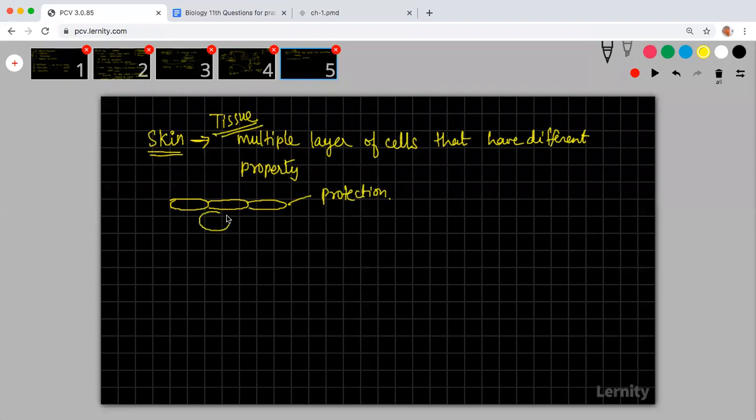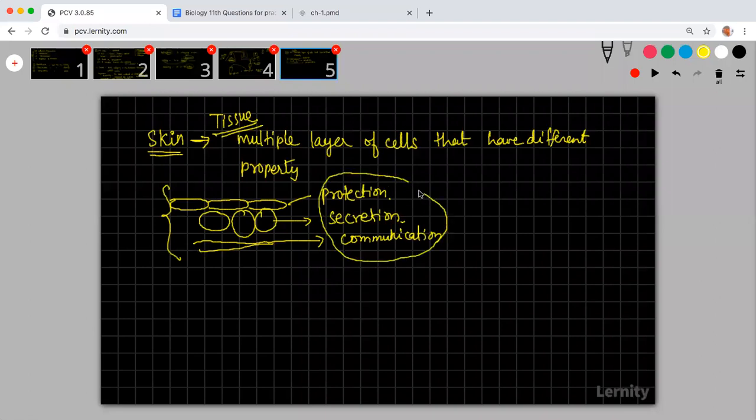Okay, below that you will have some glandular cells. These glandular cells are responsible for secretion. Okay, so similarly there might be nervous cells which will be connected, which will be responsible for communication. So you have all these things. A skin as a tissue, these are all the properties of a skin. But if you're looking at the individual cell, it will offer only one particular function. Okay, so that is one thing you can write.